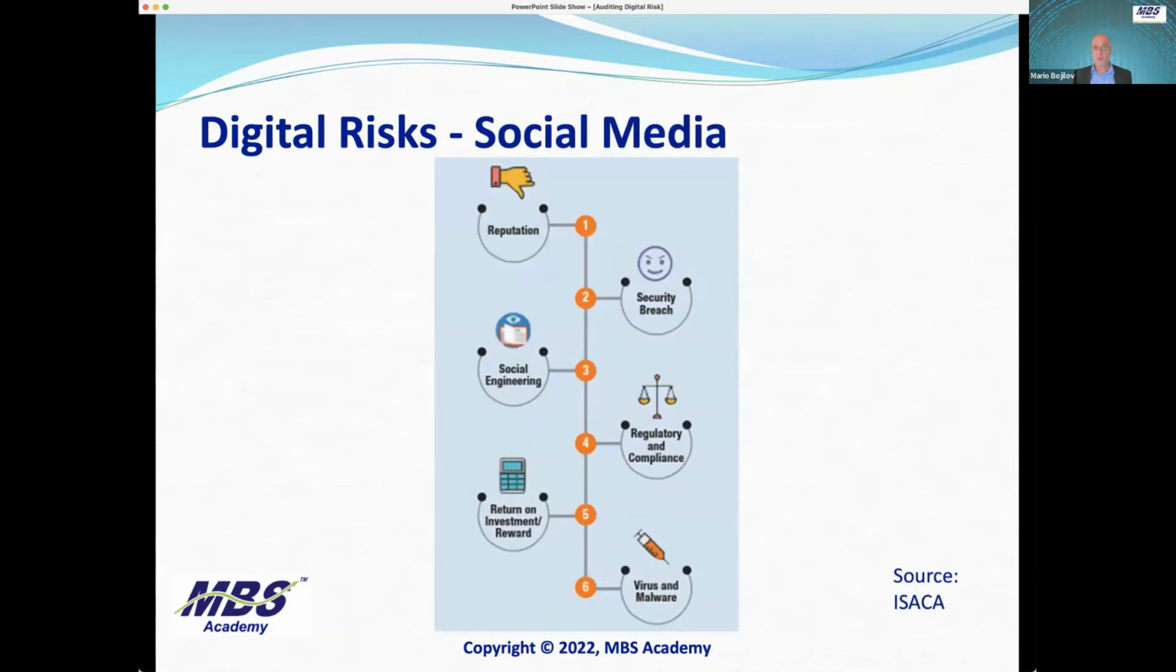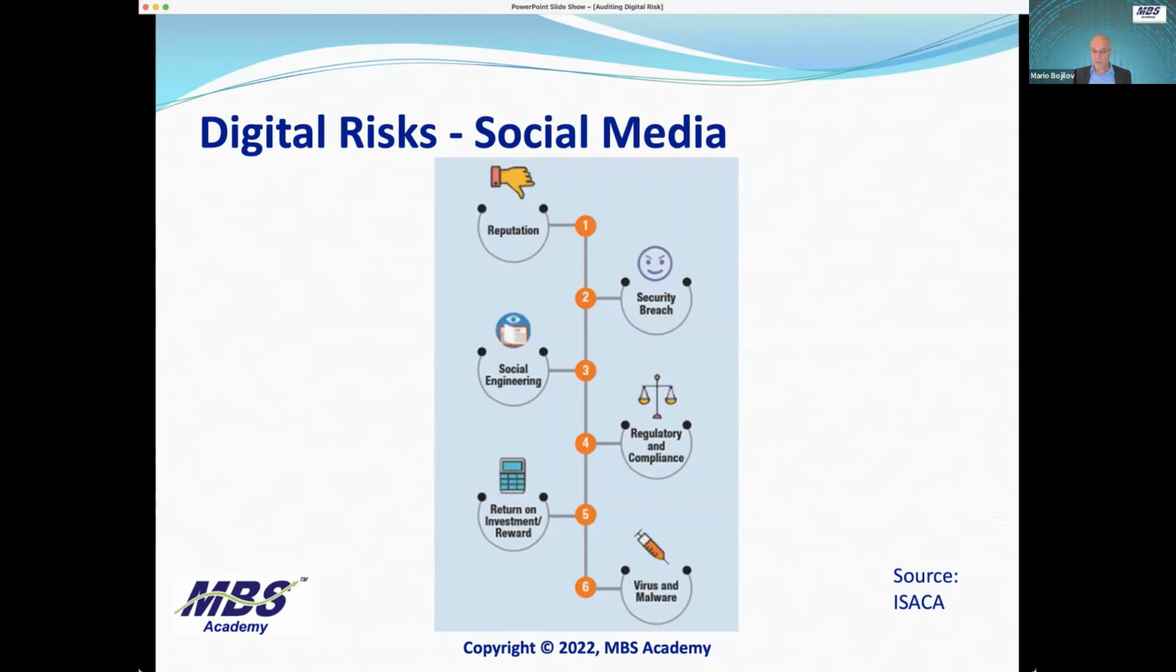Another risk is social media. There are several aspects here. Reputation. So what does appear on the social media channels of the organization? That can actually impact the reputation. Now, anything that goes onto the official channels needs to be approved. Otherwise, information or views which shouldn't be there may appear and harm the reputation of the company.